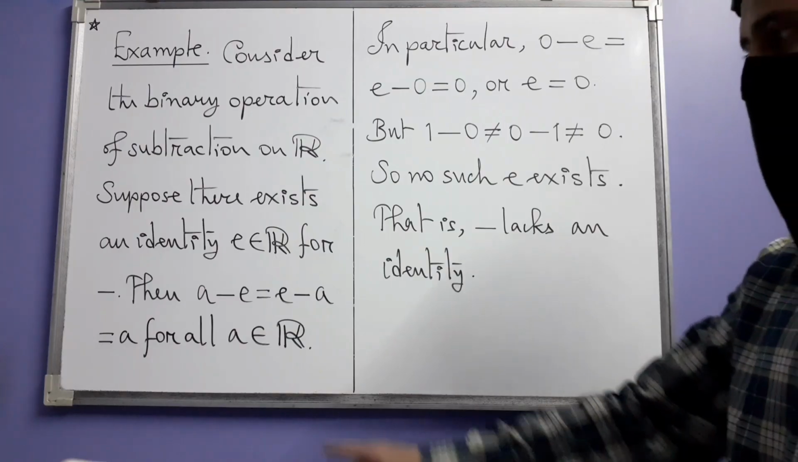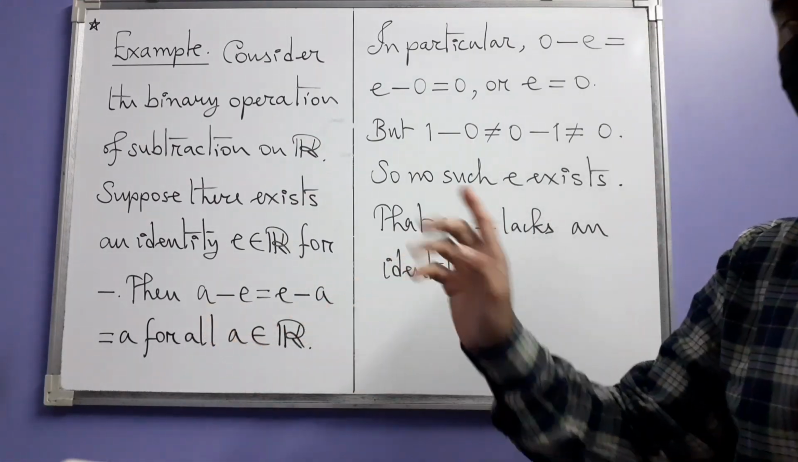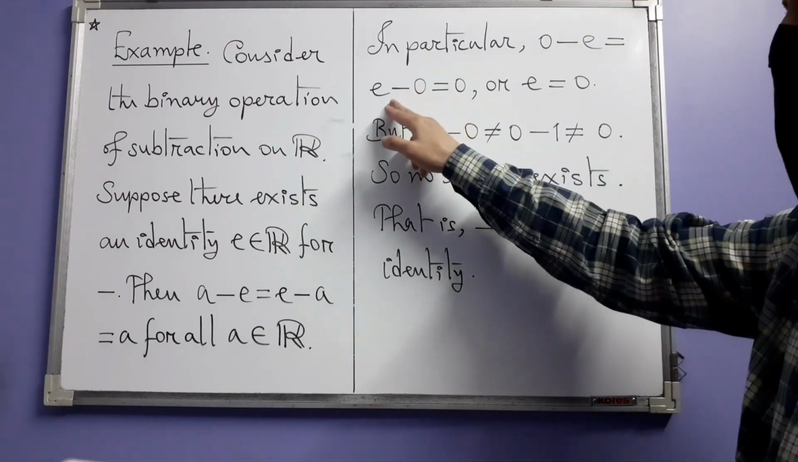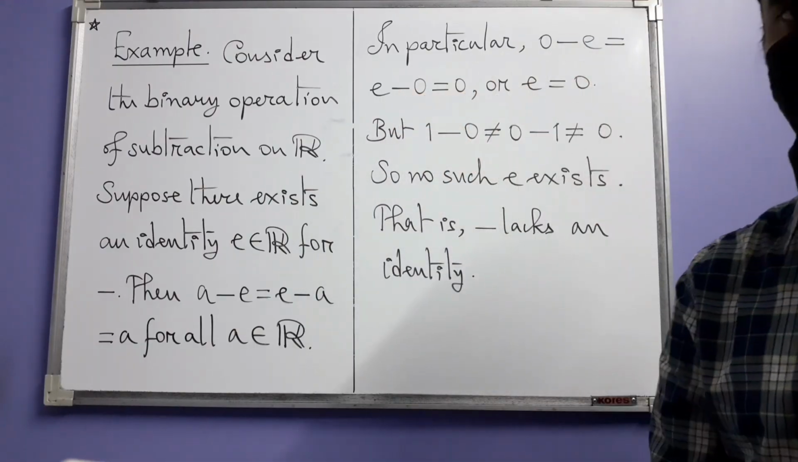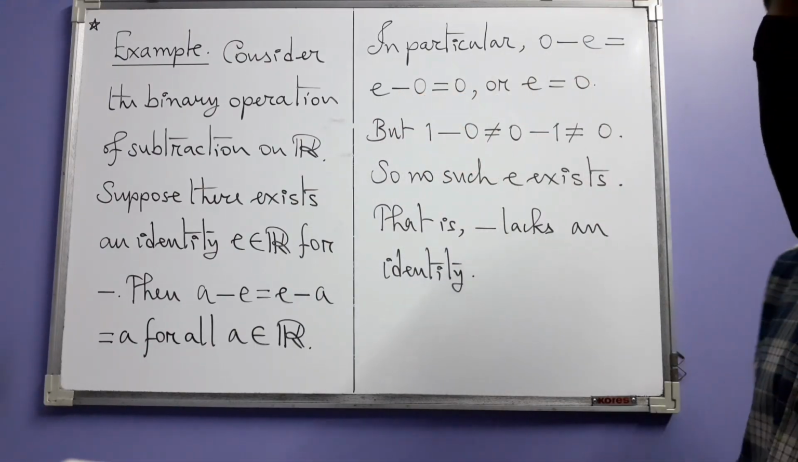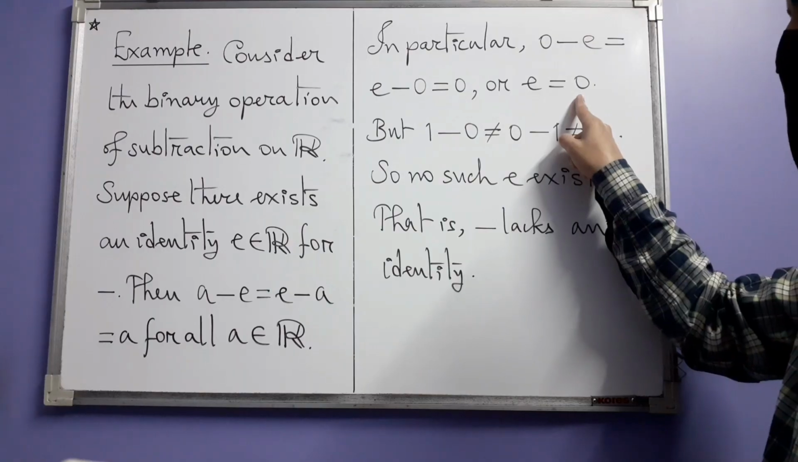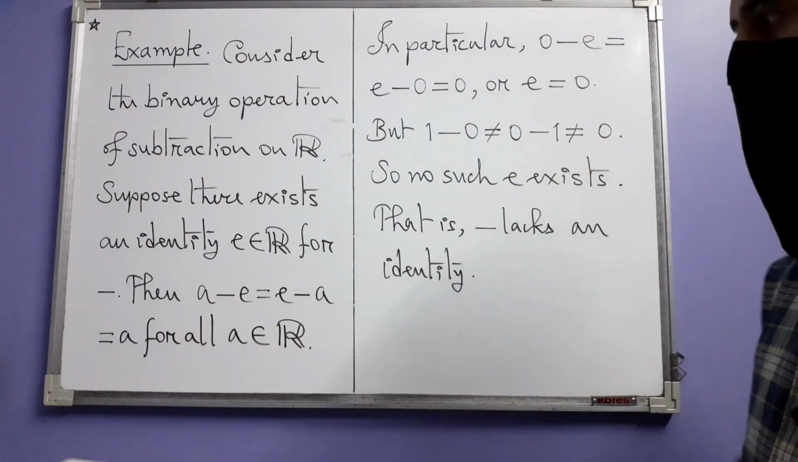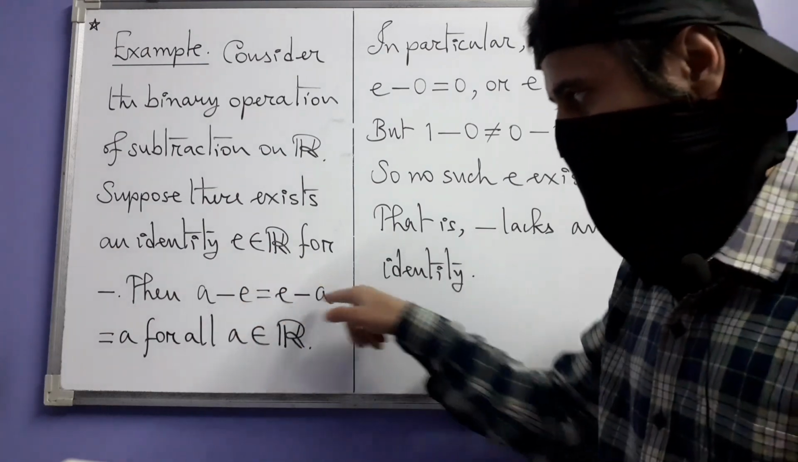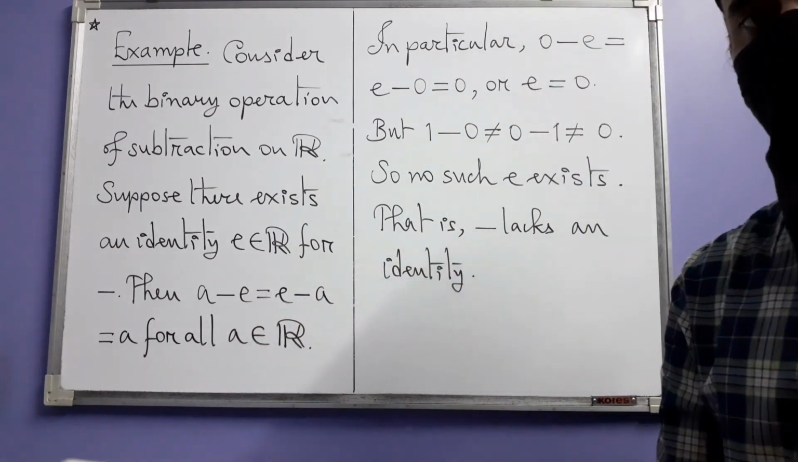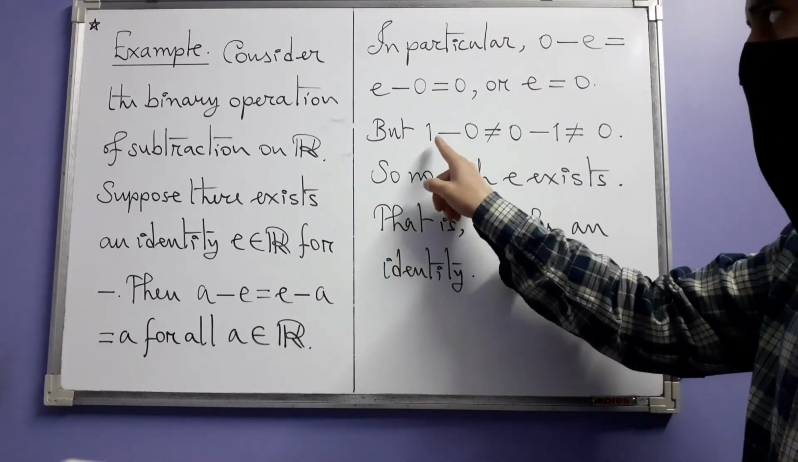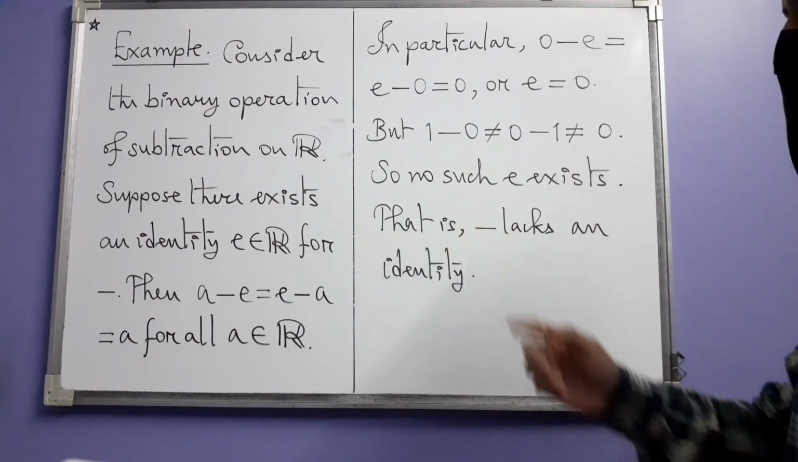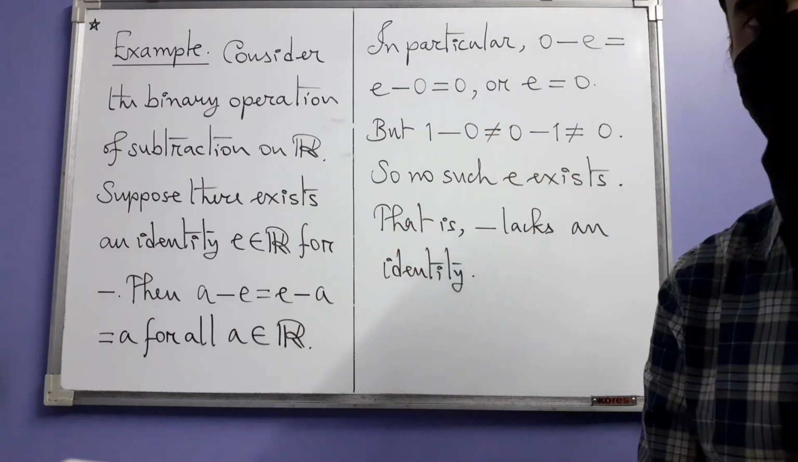In particular, for a equal to 0 also this should be true. That means 0 minus E should be equal to E minus 0, and that should be equal to 0, which however gives you E equal to 0. That means E should be 0 if this is to be true. But then this should also be true for all a in R. So now you can take a equal to 1. But with a equal to 1 and E equal to 0, this equation is not satisfied.